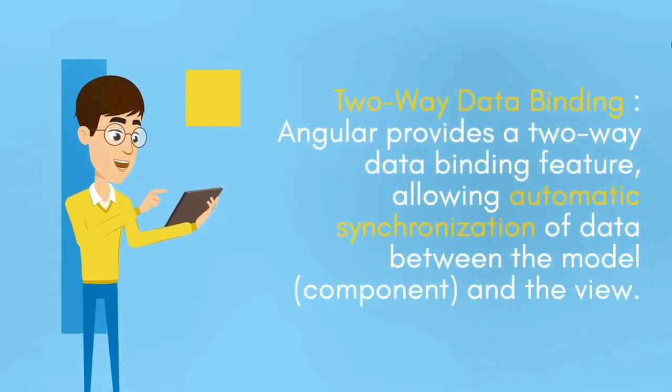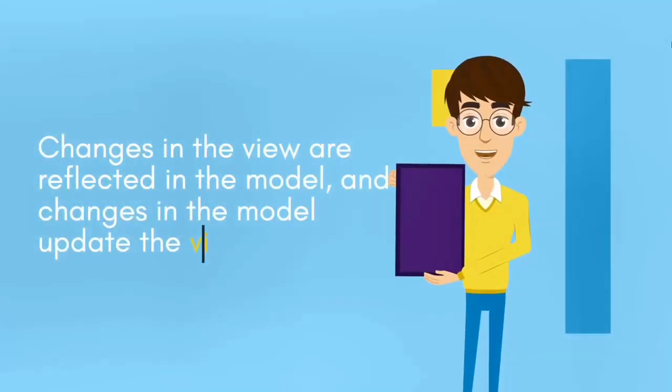Two-way data binding. Angular provides a two-way data binding feature, allowing automatic synchronization of data between the model, component, and the view. Changes in the view are reflected in the model, and changes in the model update the view.